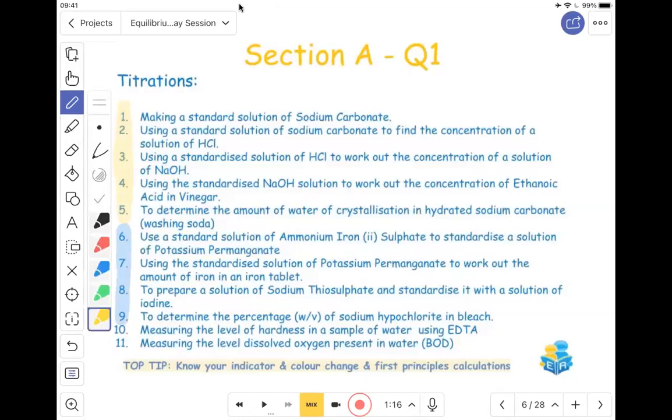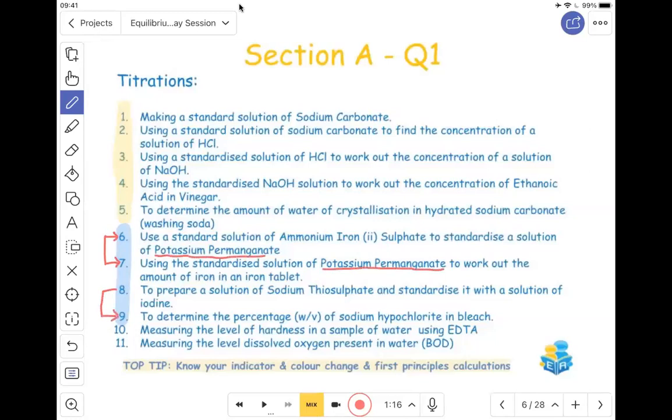So if I was to do a breakdown within this, I would be saying that 6 and 7 are very similar because they both involve the use of KMnO4 or potassium permanganate. So they will both involve similar color changes. So that is worthwhile to know that they can be linked up and that color change, make the connection with the color changes. Similarly, 8 and 9, I would connect up.